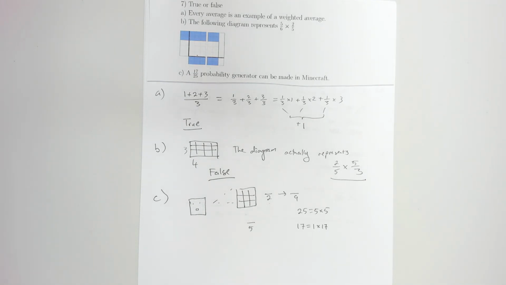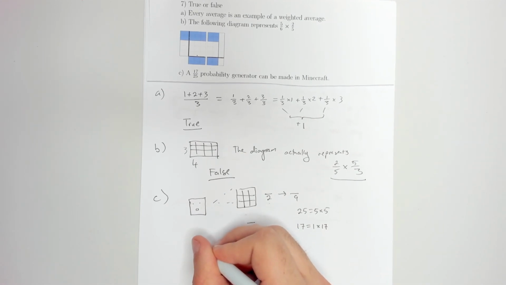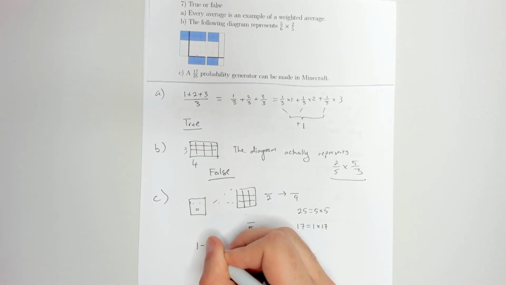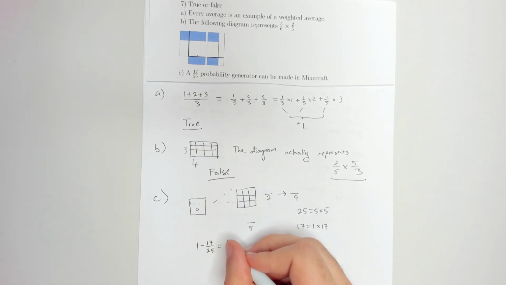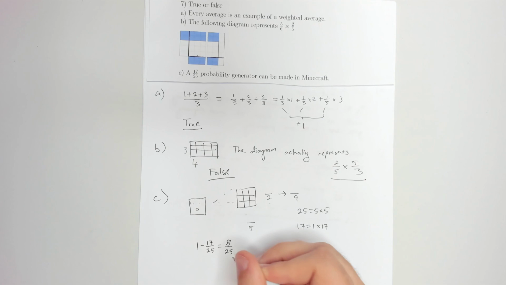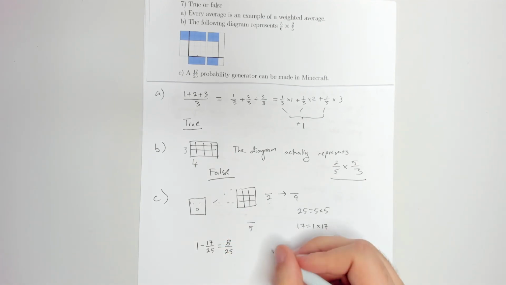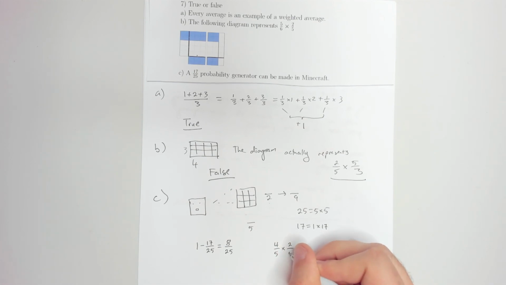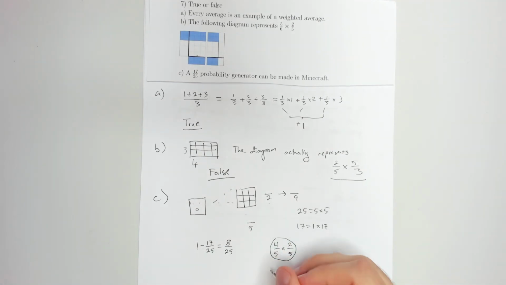However, we can use the complement. And so the complement is basically the probability of the opposite event happening. So the complement of 17 in 25, we just do 1 minus 17 in 25, and you'll find that's 8 in 25. So we can find the probability for 8 in 25, and that is just going to be 4/5 times 2/5. Both of these are possible inside of a dropper.